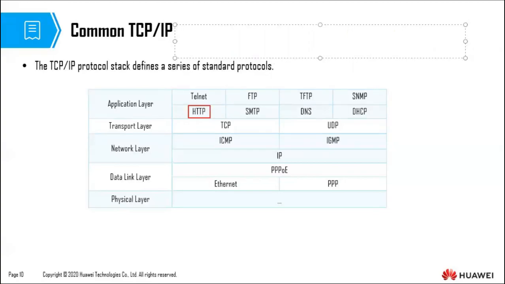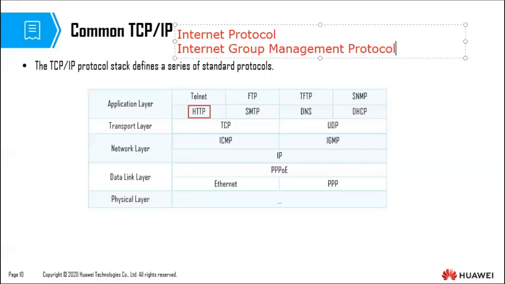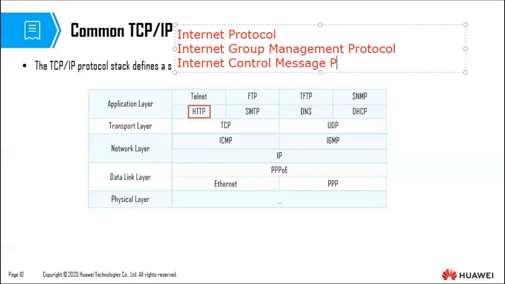So at the network layer, we also have the IP, the Internet Protocol. We also have IGMP, the Internet Group Management Protocol. And we also have ICMP, the Internet Control Message Protocol.